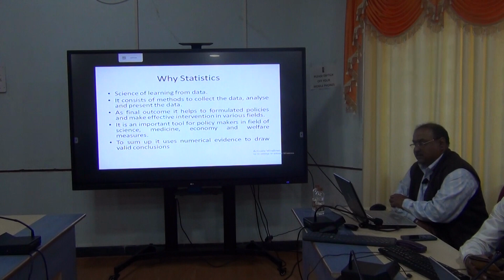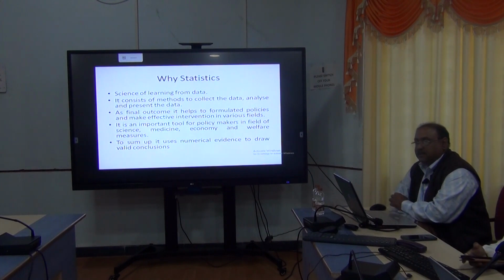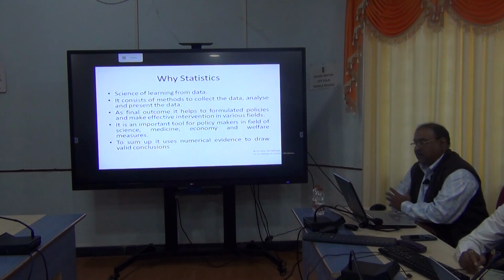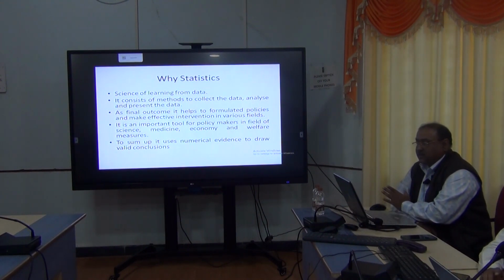Statistics is a science. You have seen that many departments offer MSc statistics, BSc statistics, because statistics is based on the scientific reasoning that everything has to be collected in a scientific manner and validated through the appropriate tools, and the general conclusions drawn from those observations using different tools and models will be used universally.